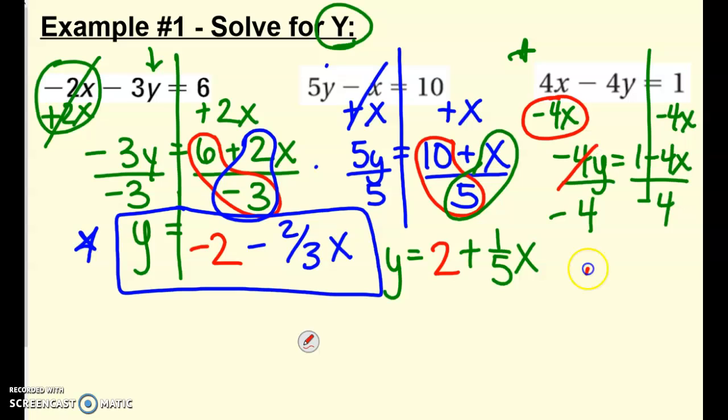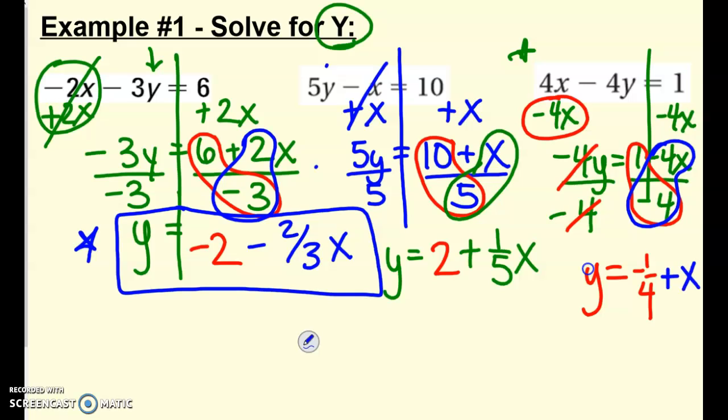I forget where we are, but we're canceling out to get y by itself, and I need to simplify this. So negative 1/4, and if I switch colors over here, negative 4 divided by negative 4 would just be positive 1. So 1x. Okay, so that's solving for y.